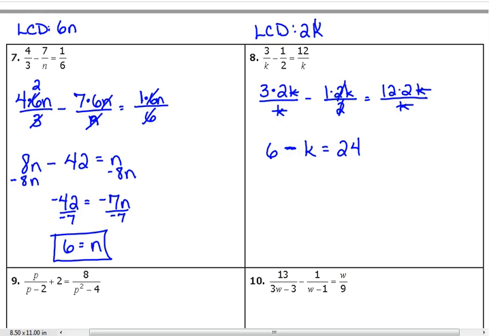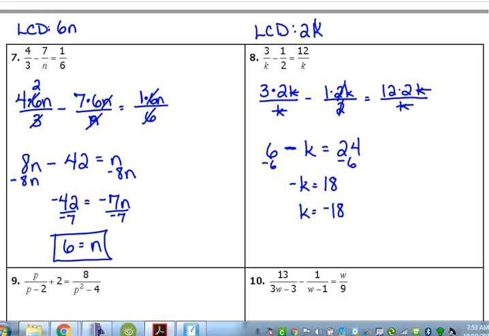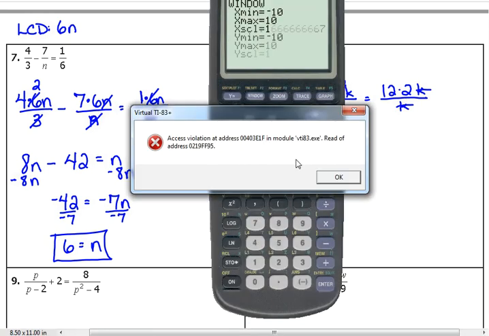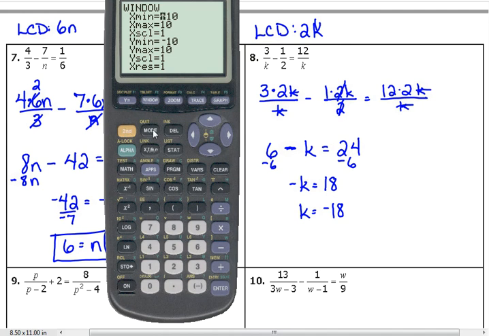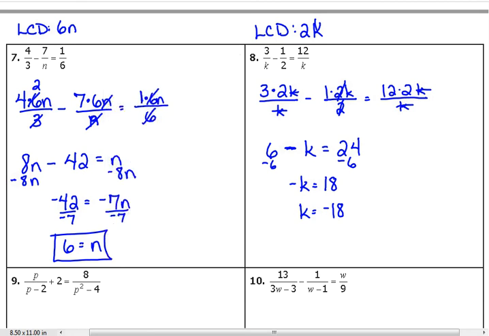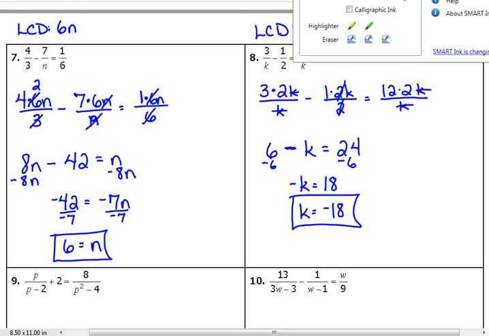So if we solve this, we've only got one variable, so we want to get it by itself. Subtract the 6 from both sides. So we get negative k is equal to 18, which means positive k is equal to negative 18. Again, take 5 to 10 seconds to plug this back in. Okay, 3 over negative 18 minus 1/2. Is that equal to 12 over negative 18? It is. Okay? It's as simple as that.